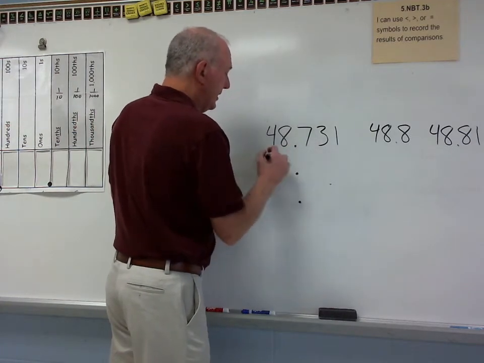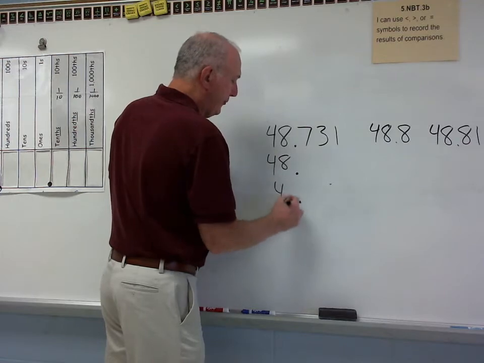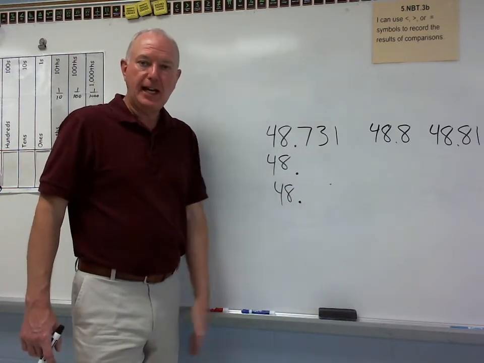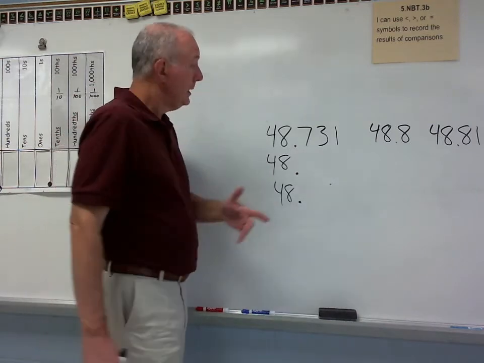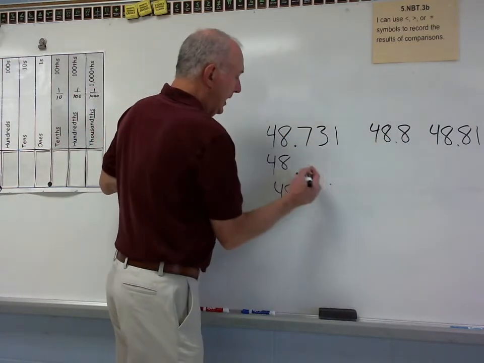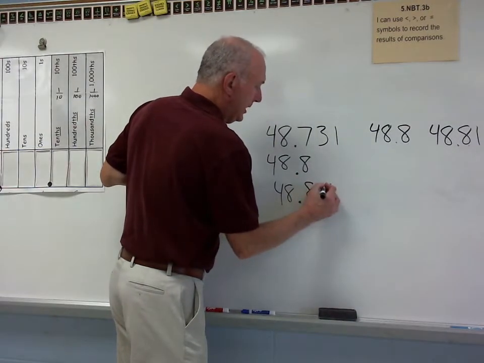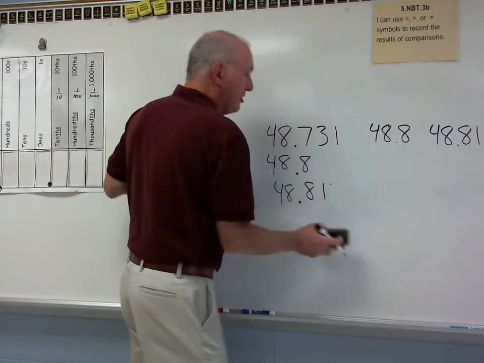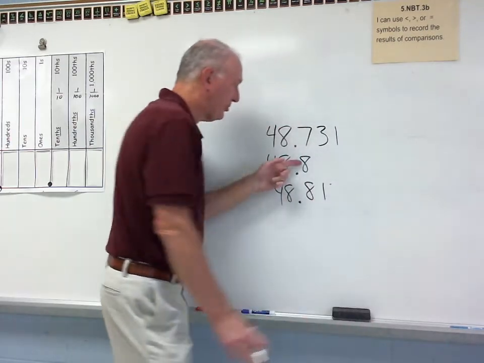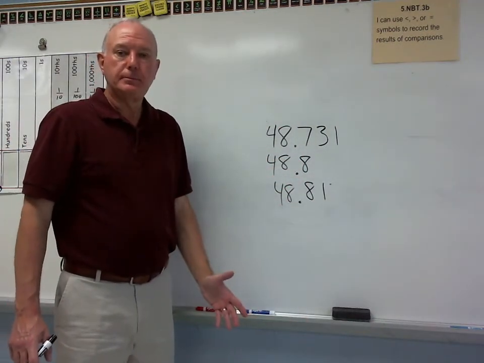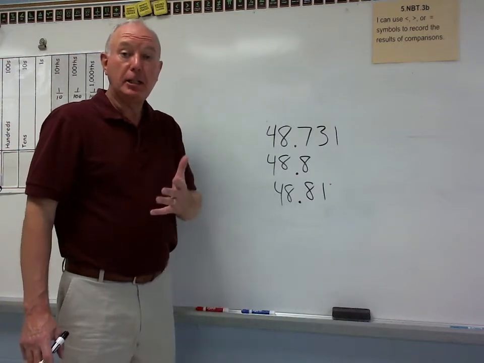3 decimal points there. It just so happens there's a 48. The whole number in front is 48. 4 in the tens, 8 in the ones on each one of these. Now, this has an 8 in the tenths place. This has an 8 in the tenths place. 1 in the hundredths place. Tenths place, hundredths place. And there we are. Got it? Now we can compare.